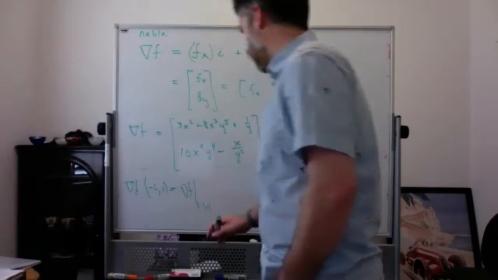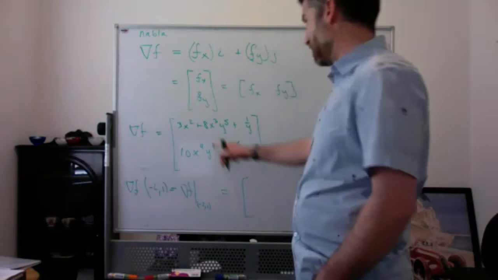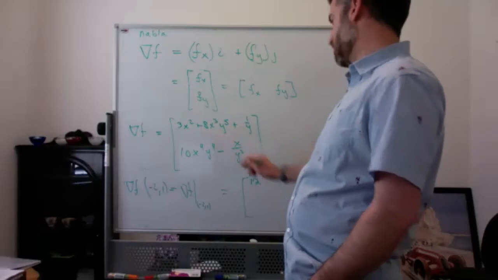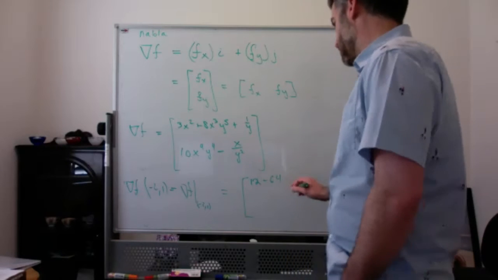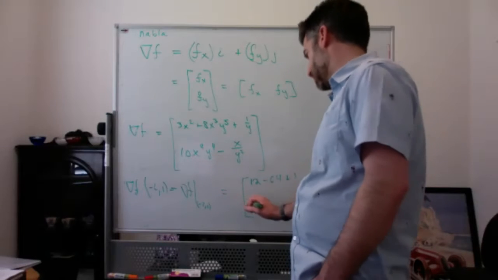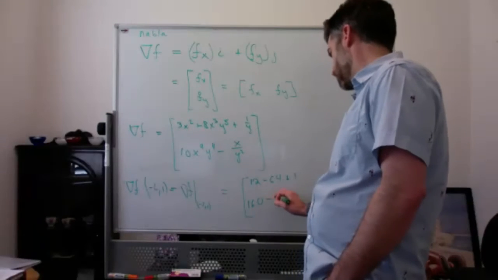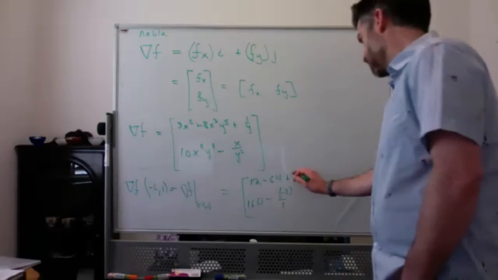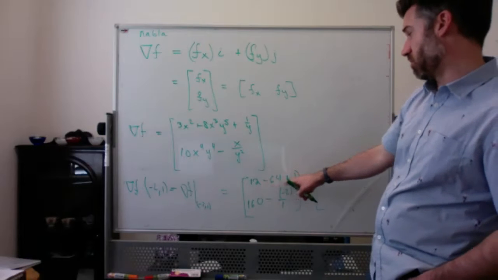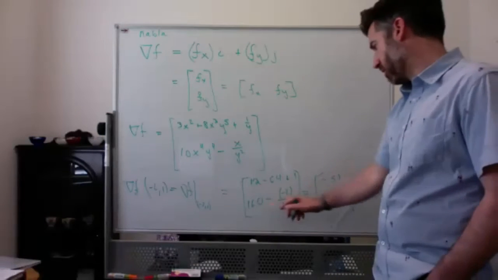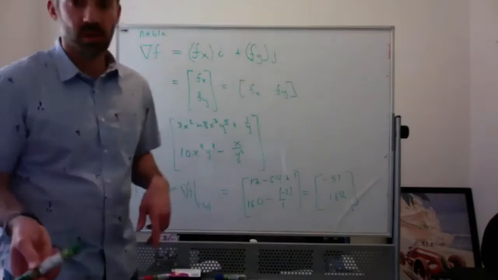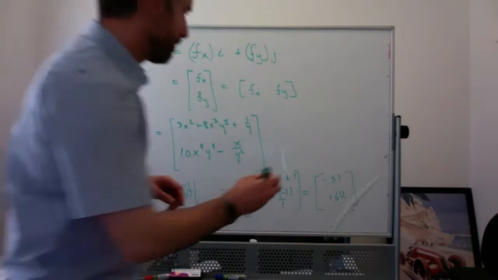So plugging in -2 for x and 1 for y, on top I'm going to get 3 times 4, 8 times -8 is -64, plus 1. And then on the bottom, I'm going to get 10 times 16 minus -2 over 1. So I end up with a vector that is, let's see, 12 minus 64 is -52 plus 1 is -51 over 162. Is that negative 51, correct? Yeah. Okay, thank you.